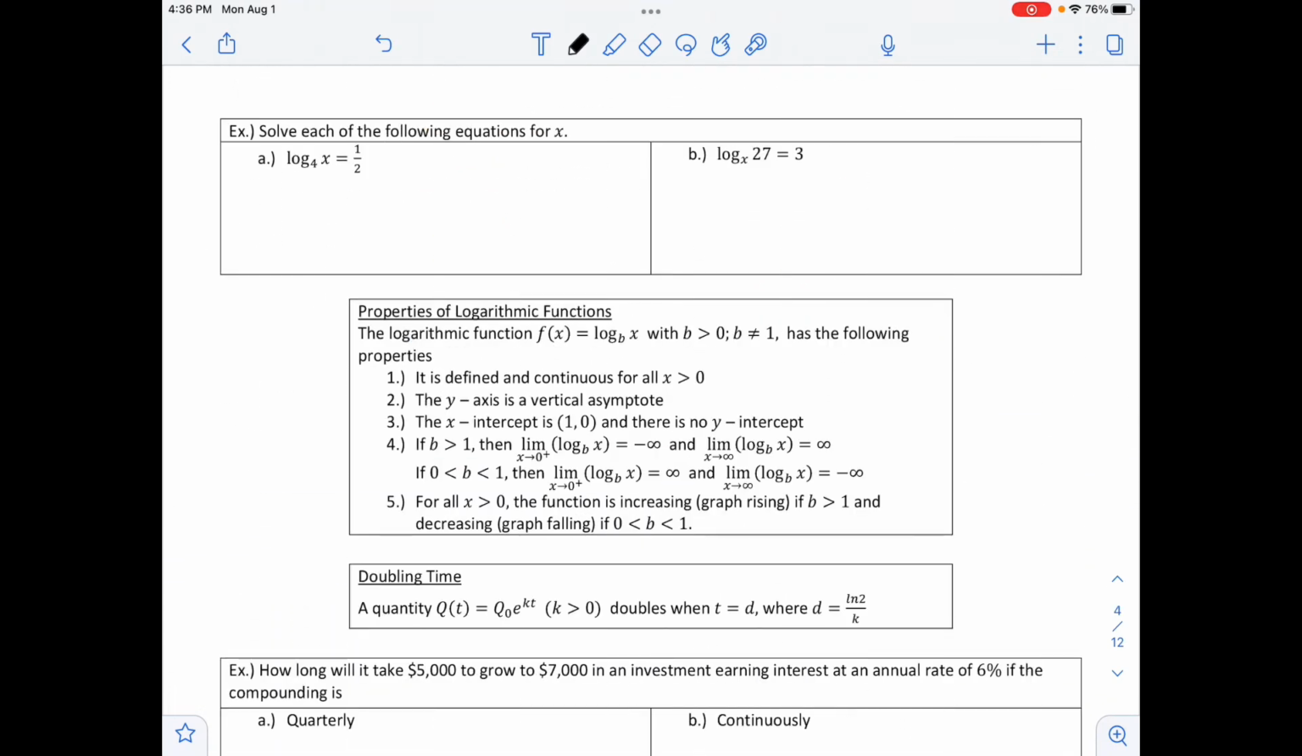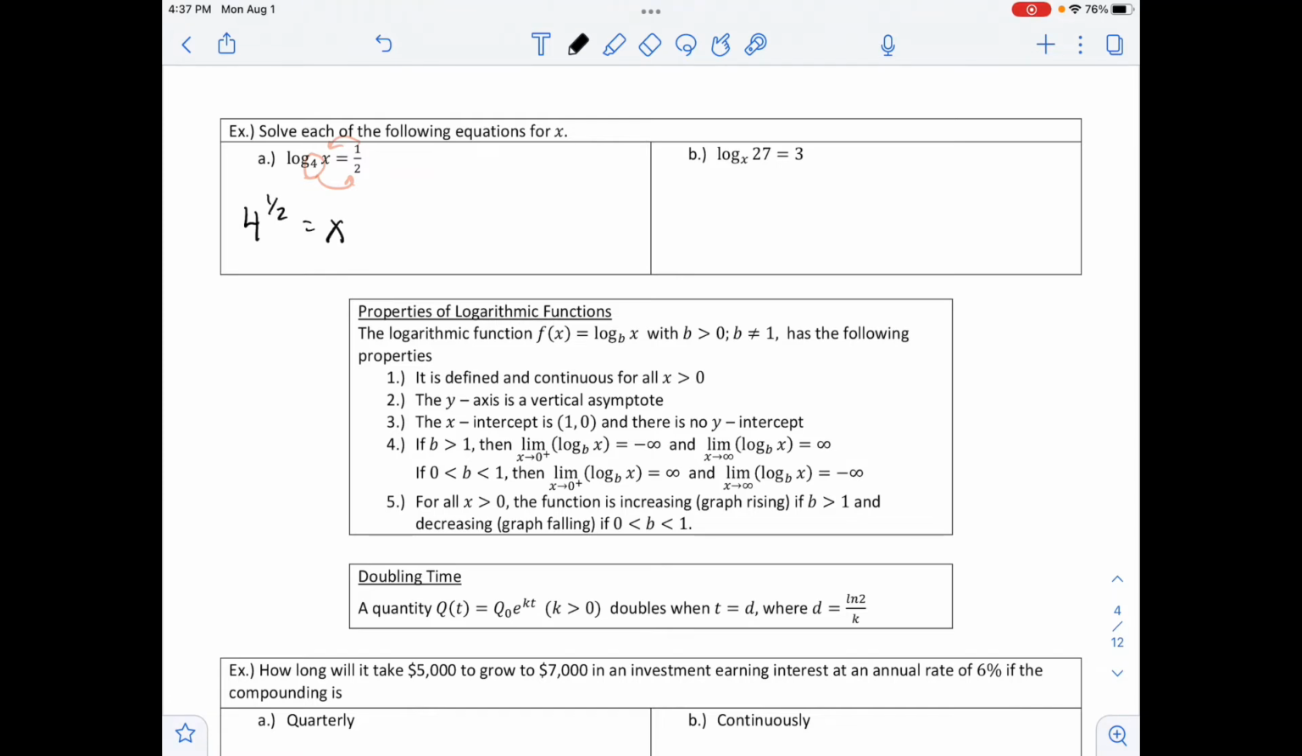So we have an example on the next page that says solve each of the following equations for x. It says log base 4 of x is equal to 1/2. Again, since this is in logarithmic form, it's easier for me to solve something if it's in exponential form. So I'm going to go ahead and rewrite that, just like what we said on the previous page. So we're going to have 4 to the 1/2 is equal to x.